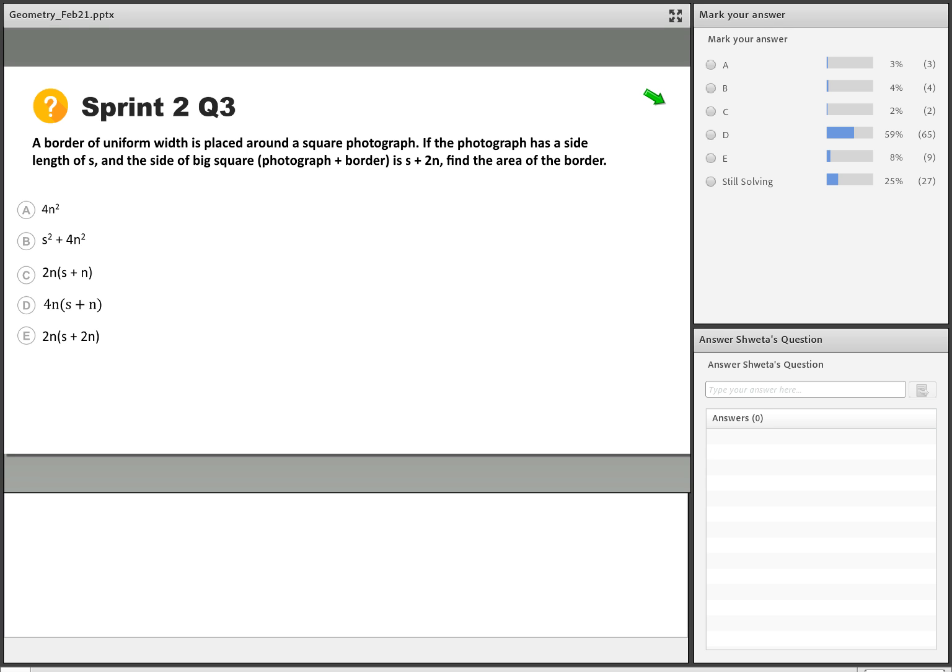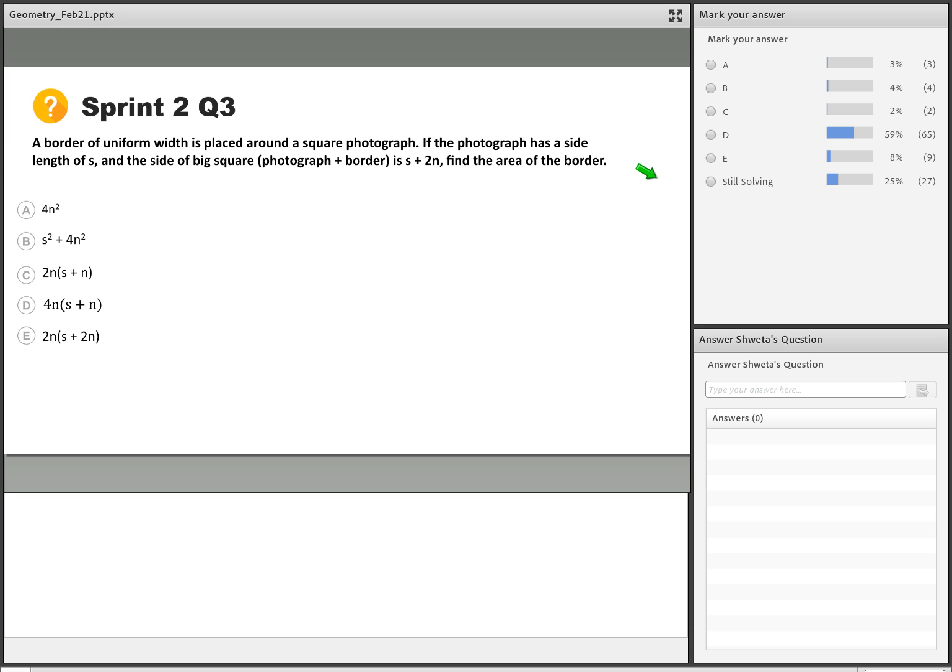Let's discuss this. So, a border of uniform width. Well, if you saw this question, you must have realized we are now getting closer and closer to those two starting questions. We had something to do with borders there. This is a simpler version of that. So, a border of uniform width is placed around a square photograph. The photograph has a side of S and the big square is this.